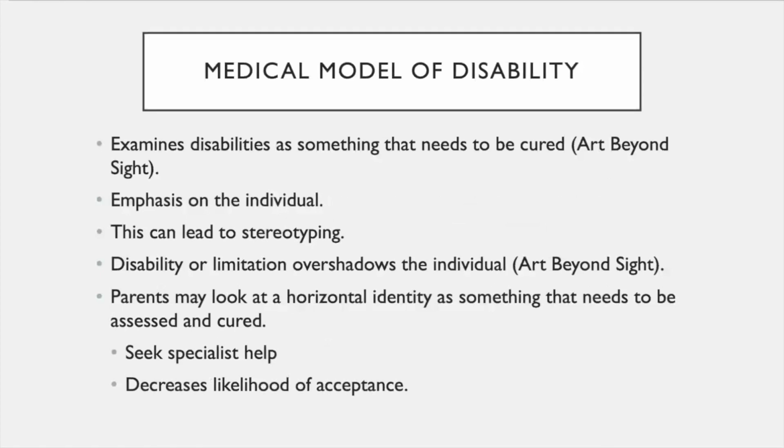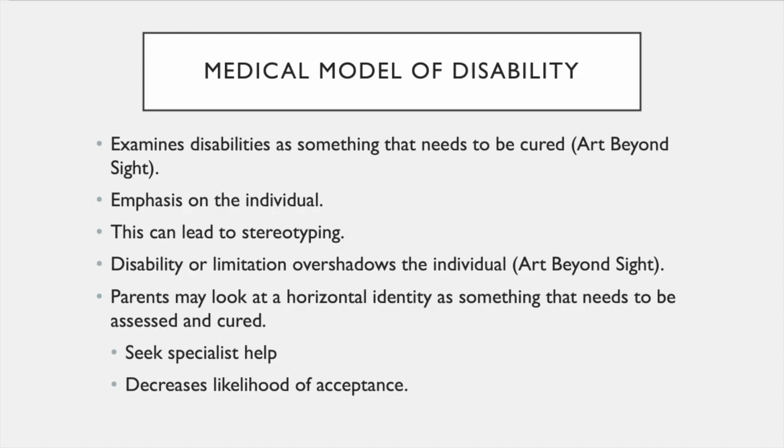Next is the medical model. According to the same website that talked about the social model, artbeyondsight.org, this model examines disability as something that needs to be cured. This places more emphasis on the individual and their disability. This can lead to stereotyping or having a disability or limitation overshadow the individual. So having an idea of a specific disability and the medical definition can paint an image of an individual with that disability before you ever meet this individual. So it kind of defines them.